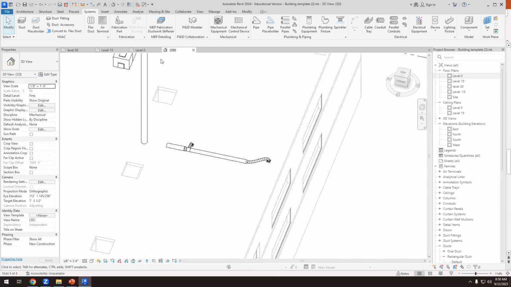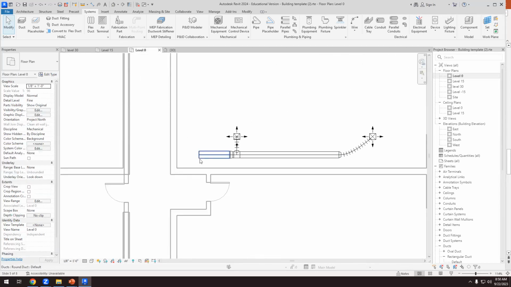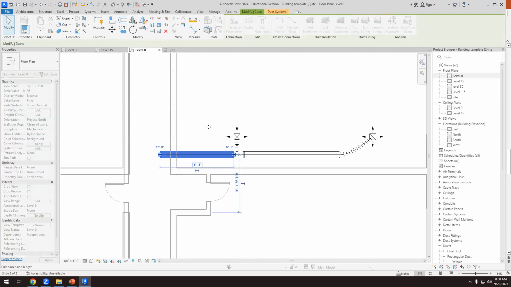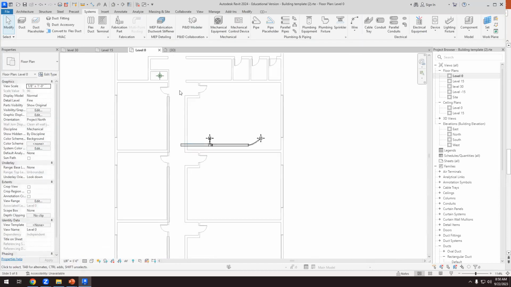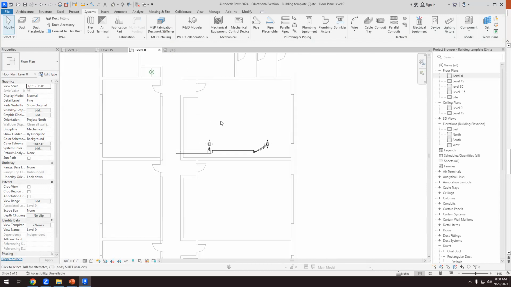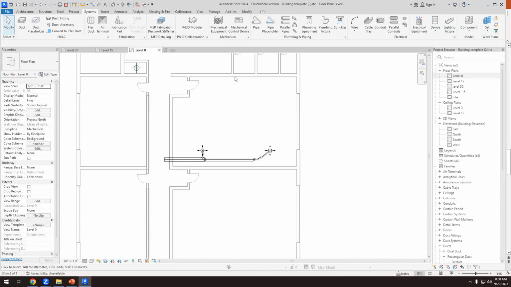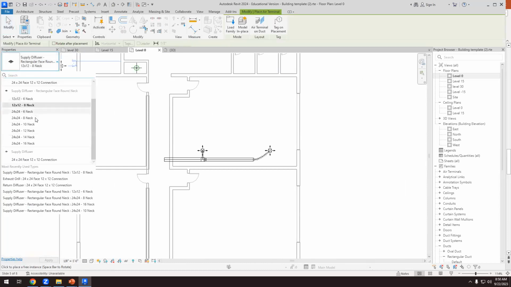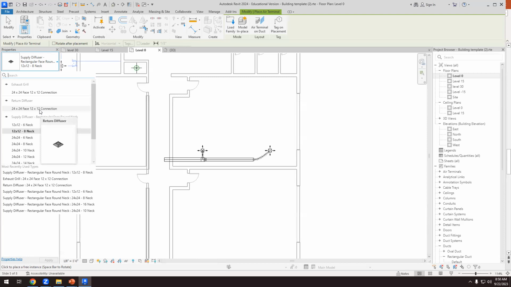Okay, and then we have to go to the hallway. And before doing this all the way to the hallway, I'm going to create the return ductwork on the same floor plan. Okay. So let's go to air terminal. Now we have to select the return diffuser. The only return diffuser is 24 by 24 and 12 by 12 connection.